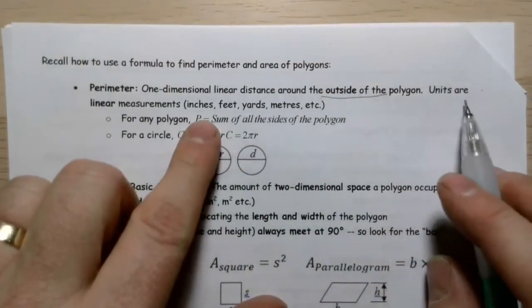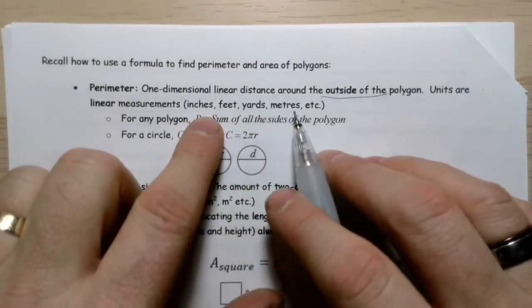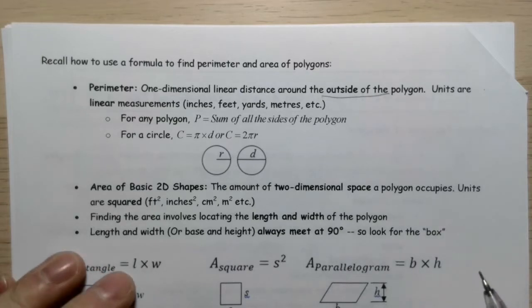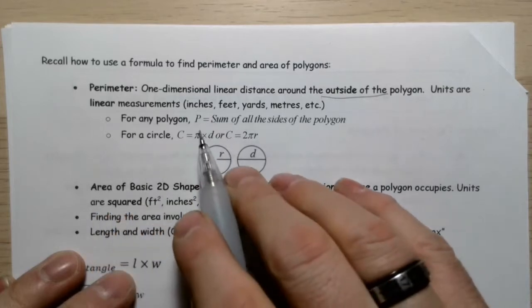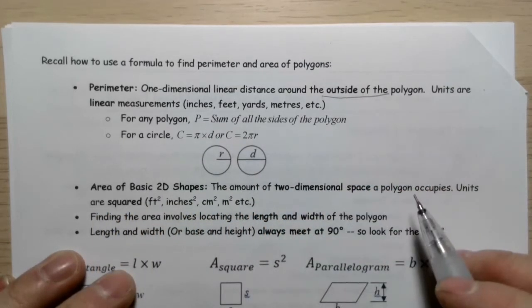And so our units of measurement are going to be our linear units of measurement. So our inches, feet, yards, meters, centimeters, and so on. If it's big enough, we could use hectometers, miles, kilometers, whatever the most appropriate unit would be. So for any polygon, it's just the sum of the lengths of the sides of the polygon.